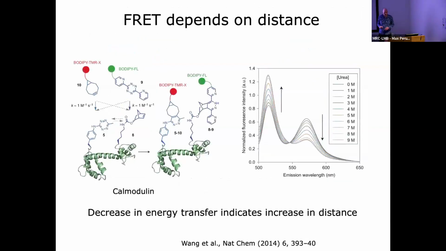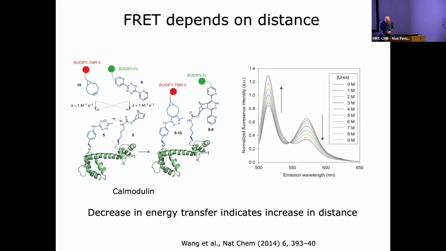So here's an example from the Chin group. This was an example for them to show that when they put unnatural amino acids in, they could actually form them. And the non-natural amino acids they put into calmodulin here were reactive against different dyes. And they could show that by unfolding the calmodulin with urea. So as you see, if you increase the urea concentration, you reduce the FRET because they're becoming farther apart, and you're getting an increase in the donor fluorescence and a decrease in the acceptor fluorescence.